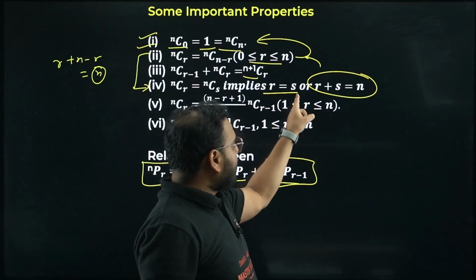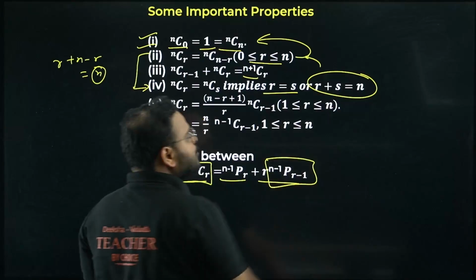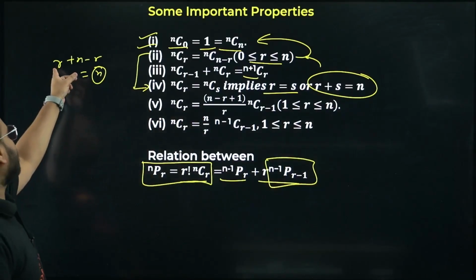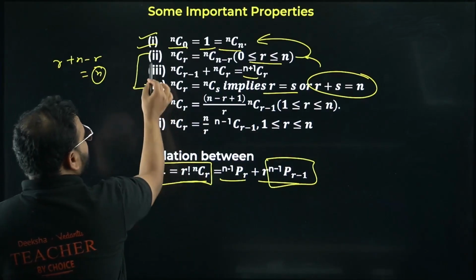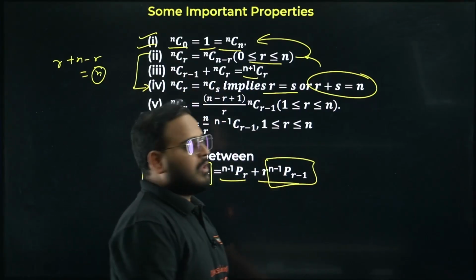Either r equals s or r plus s equals n. Either r equals s or r plus s equals n, same thing here. Please check r plus n minus r. The property number 2 and 4 are equal. Property 2 comes from property 4 only.